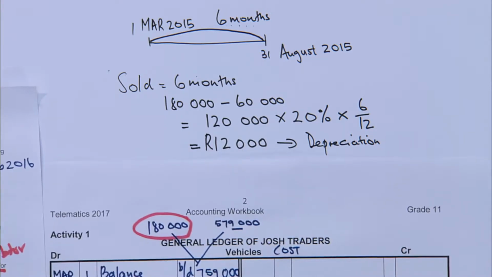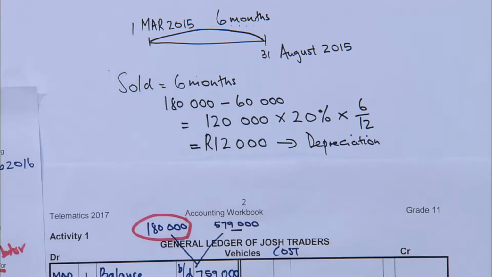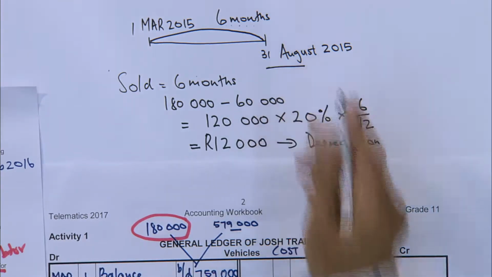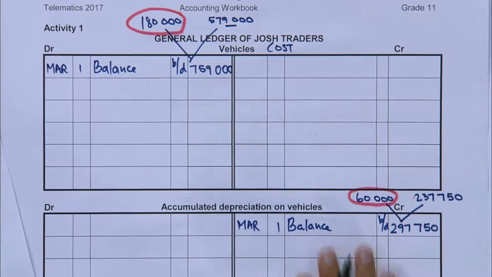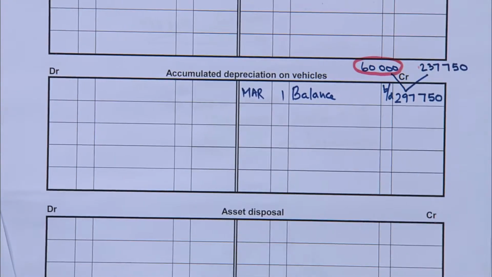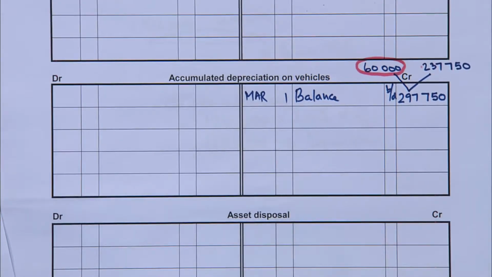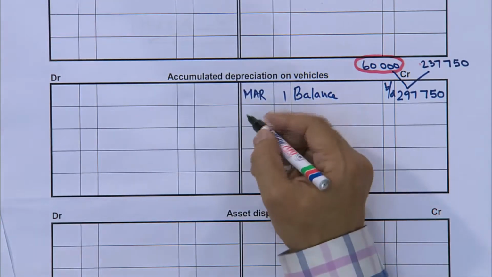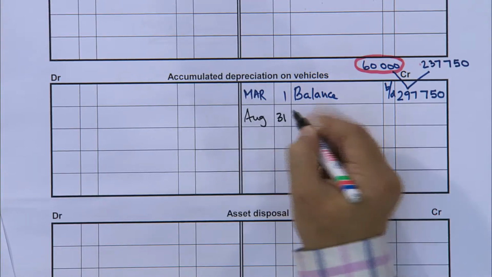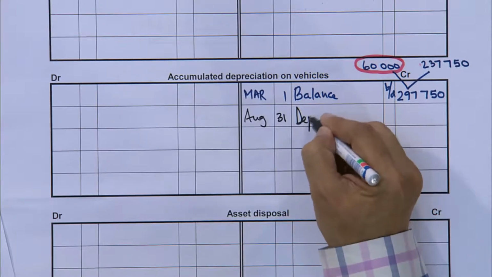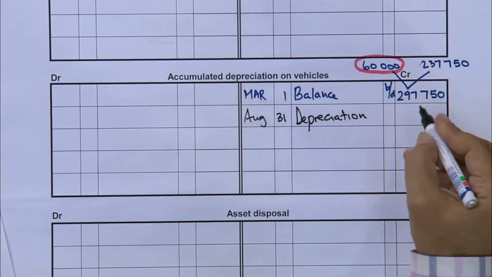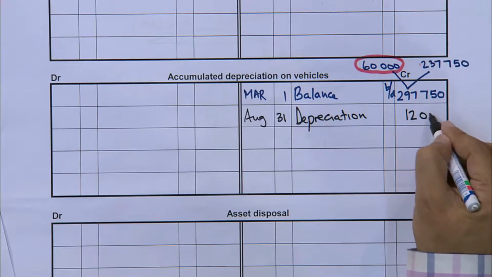Okay, so now we have to write off depreciation of 12,000 on the 31st of August, on that particular day. So how do we write off the depreciation? The two accounts that will be affected will be the depreciation account and the accumulated depreciation. So on the 31st of August, the depreciation, that's the name of the contra account, will be 12,000.